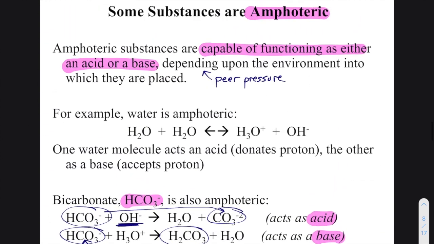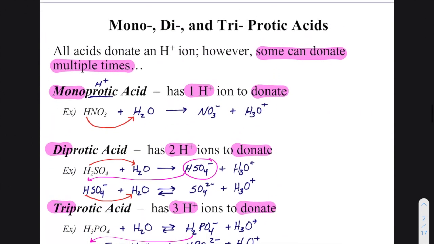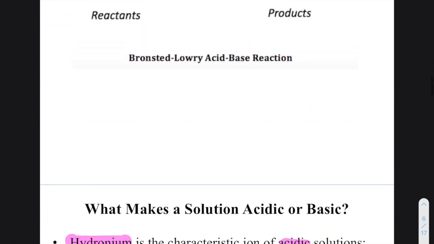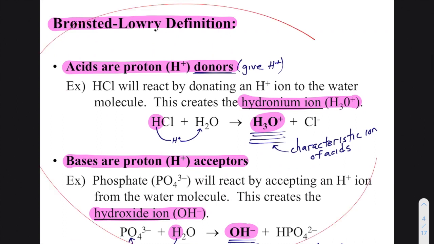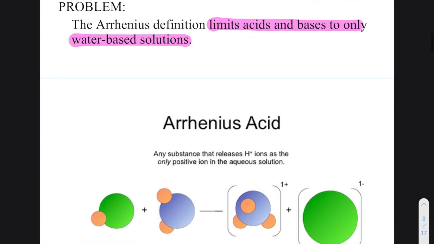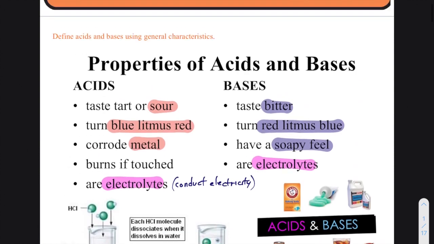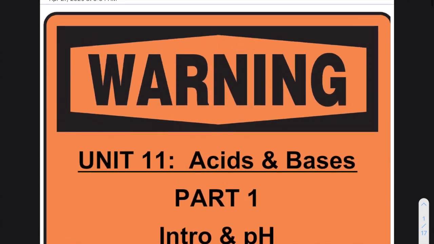And then we went through some definitions. Amphoteric can be either an acid or a base. Mono-, di-, and triprotic donate 1, 2, or 3 protons. Then we went through our working definition for acids and bases, Bronsted-Lowry. That's the one we're going to go with. And then an initial definition, which was a little bit inaccurate and not as all-encompassing. The first thing we went over were general properties of acids and bases.